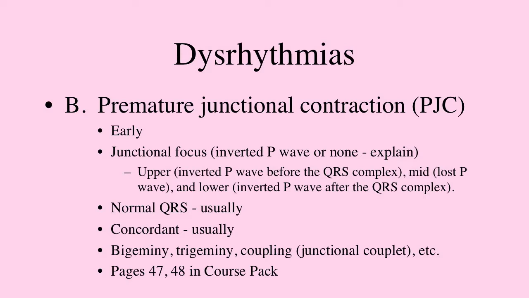Usually the QRS complex is normal. Usually these are concordant, go in the same direction. And again, a good example is at the top of 47, where the 4th beat over is normal looking, concordant, with an inverted P wave, in this case prior to the QRS, so an upper PJC. That's a good clean example of that. Once again, you can have bigeminy, trigeminy, or coupling, meaning every other beat, every third beat, or two in a row. And if you look on the bottom of page 47, you have normal beat, PJC, normal beat, PJC, normal beat, PJC. So you can call that junctional bigeminy. And that's a good example of that.